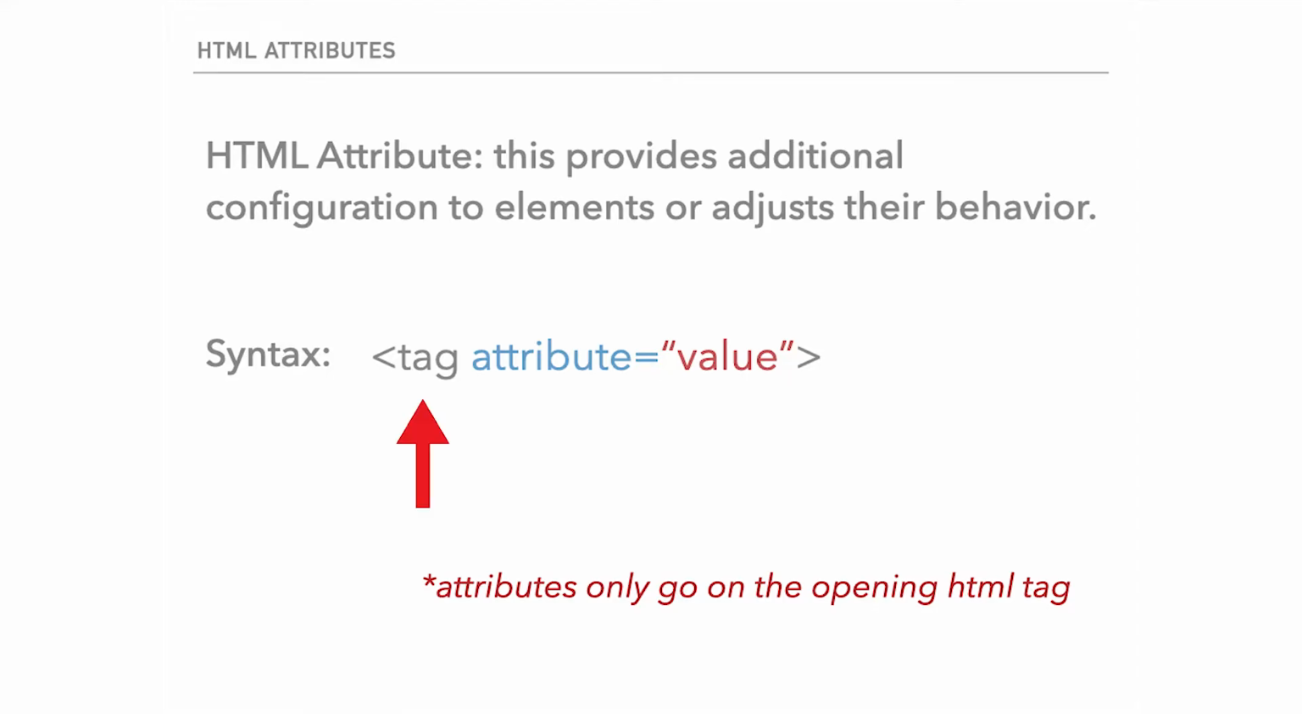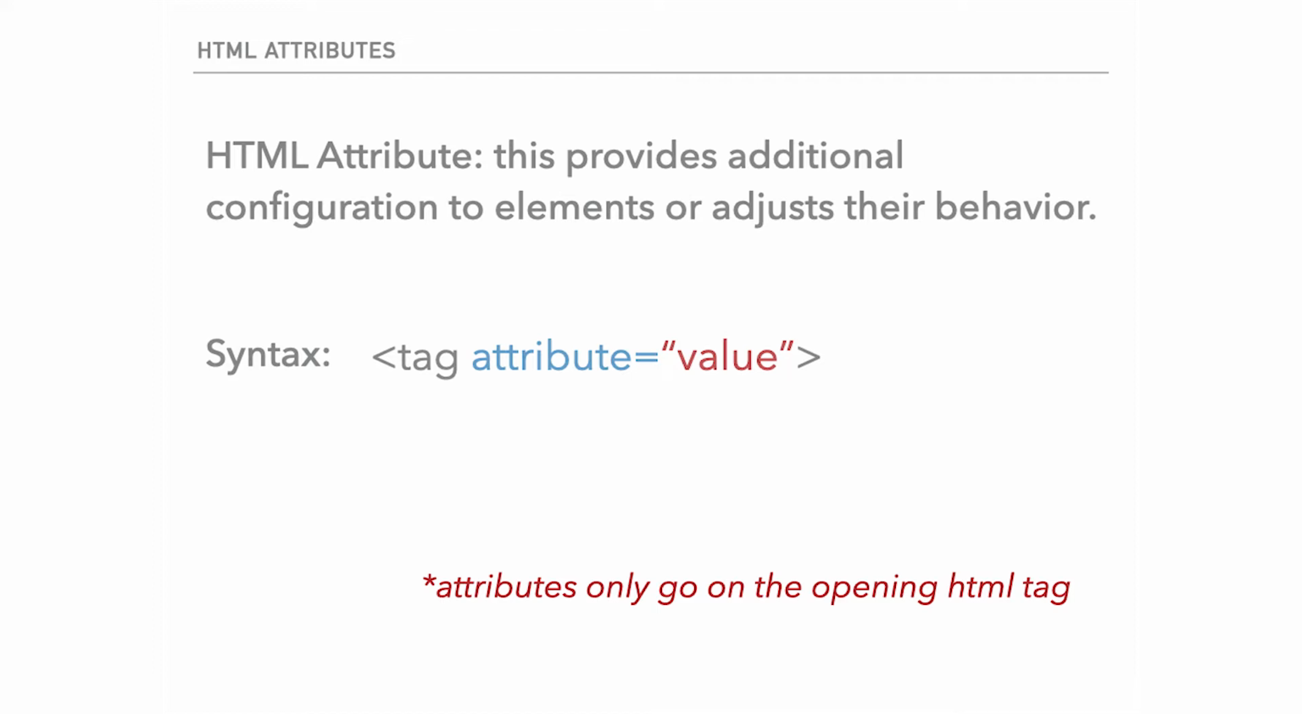This is the syntax. So you would have a tag such as HTML or body, the attribute name, and then the value of the attribute. So it's important to note that attributes only go on an opening HTML tag. Let's start with a syntax example. The attribute that I will use and the value is just an example.